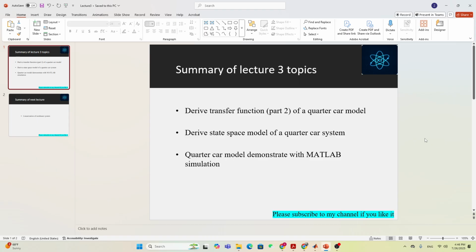So in this current lecture, I'm going to teach you how we can derive transfer function, which is part 2. That is the continuing version from the part 1 of a quarter car model. And after that, we are going to derive the state space model of a quarter car system. Also introduce what are the fundamentals of state space model. And the last, we will also model the quarter car in MATLAB simulation and let you have a better understanding how the road condition change might impact the passenger comfortness.